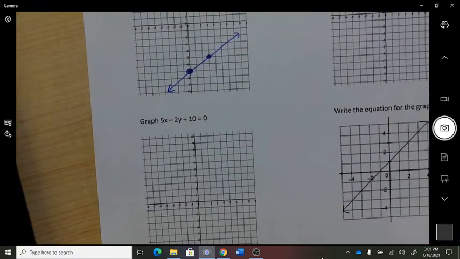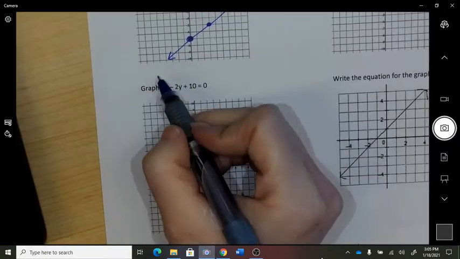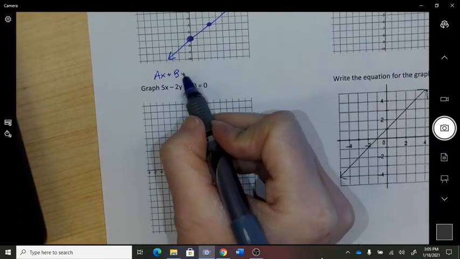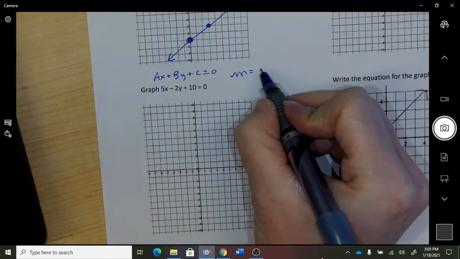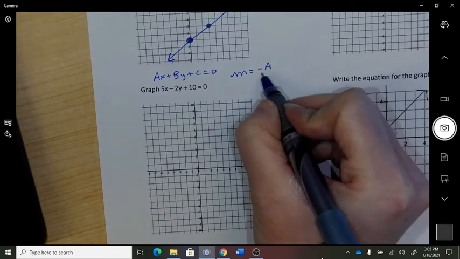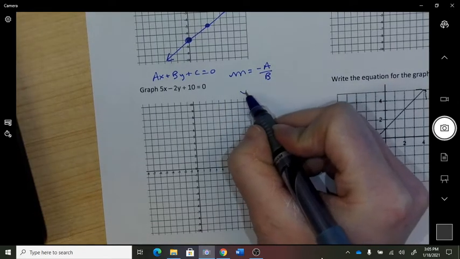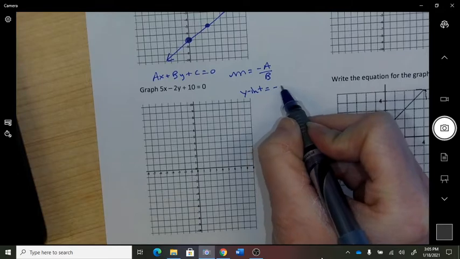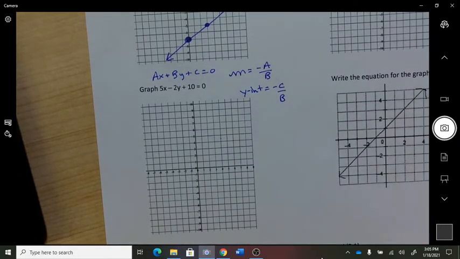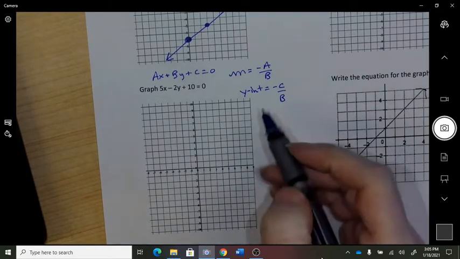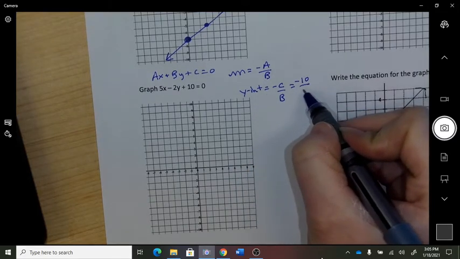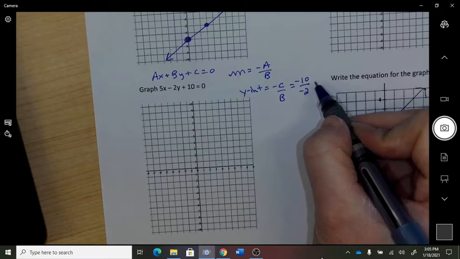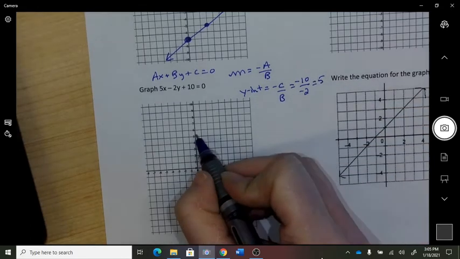Okay, next we're in general form. So ax plus by plus c equals 0. So we have some formulas. On our sheet, it says that the slope is the -a divided by b, and the y-intercept is if you take -c and divide it by b. Okay, so our y-intercept is -10 over -2, which ends up making 5.